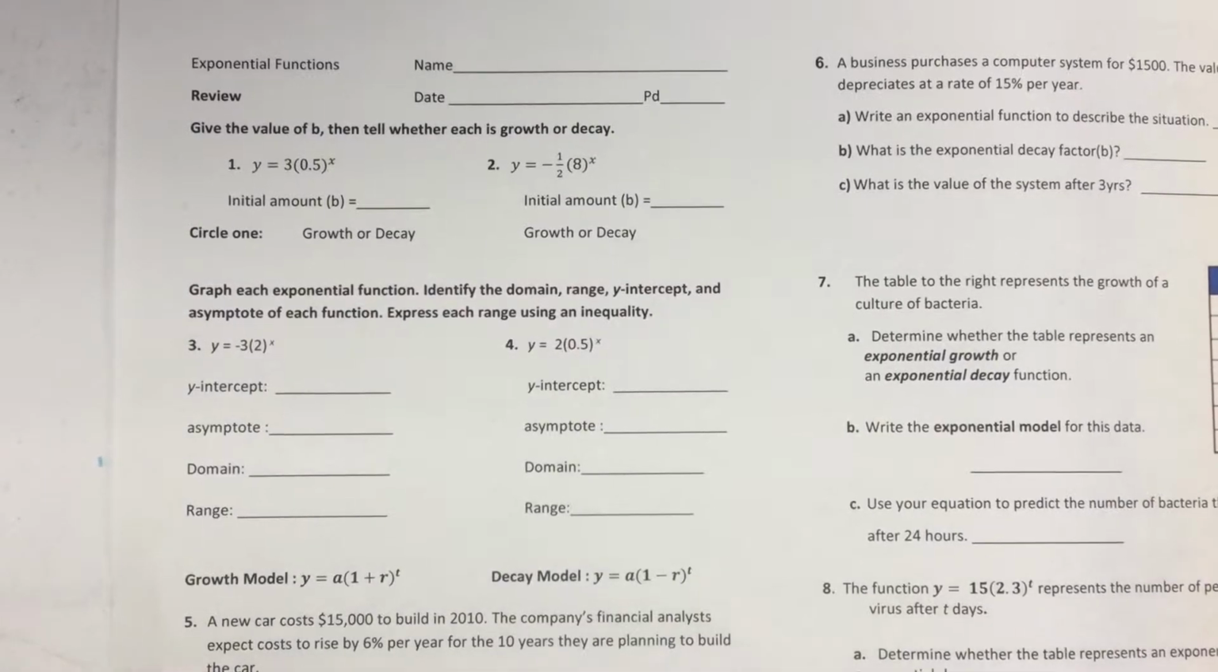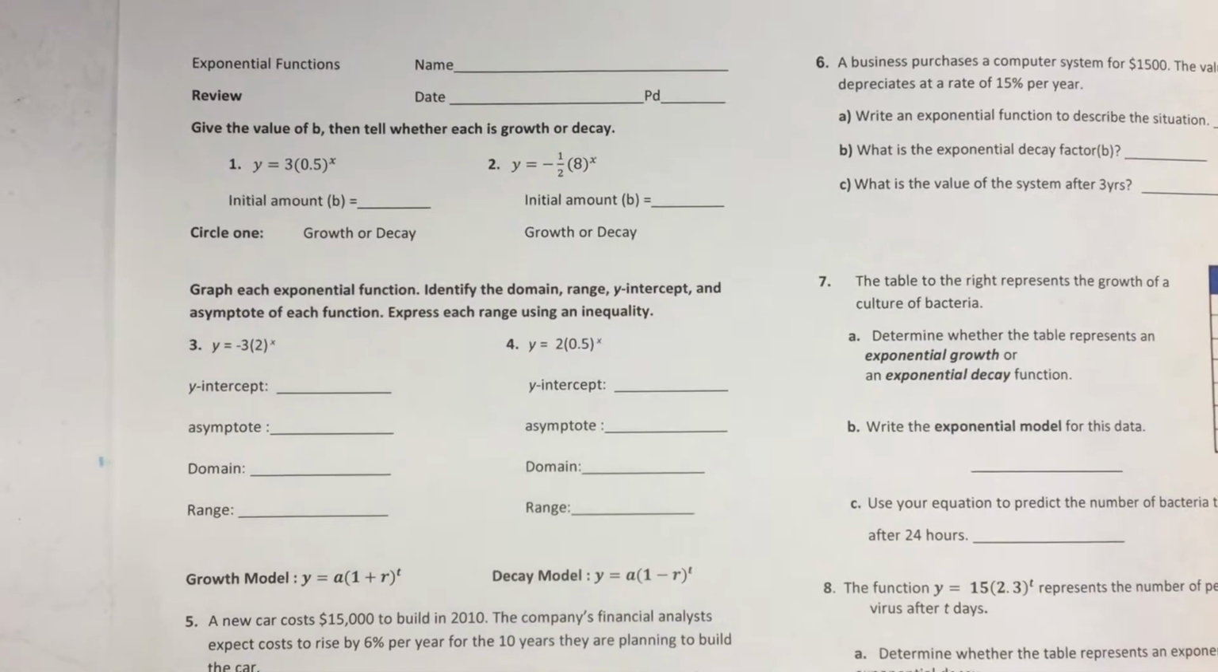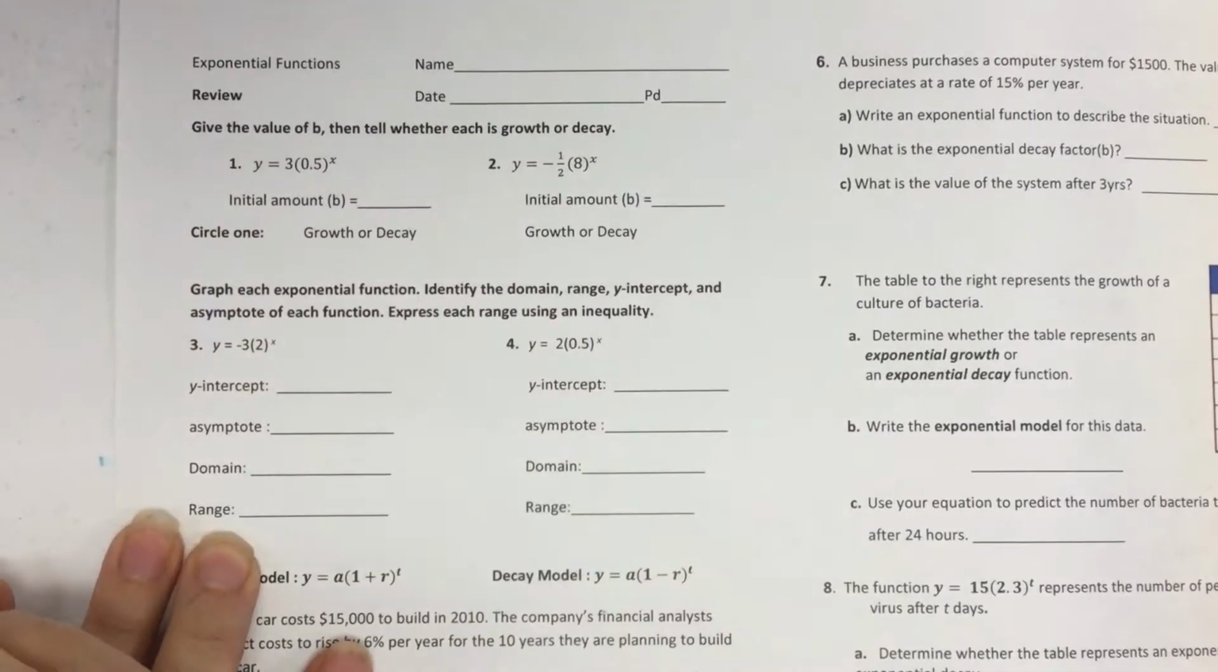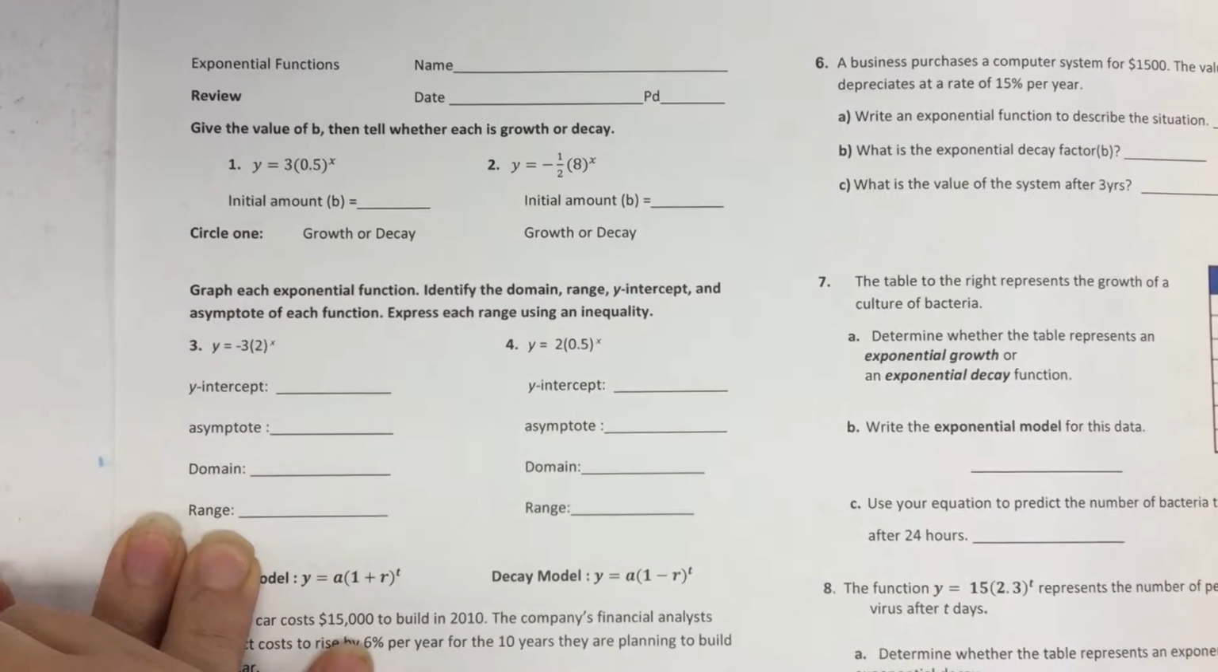Hey, good morning. I'm going to go ahead and go over part 1, so questions 1 through 5 for your exponential review. On the first part, the first two, we're asked to give the value of b and then tell whether or not it's growth or decay.